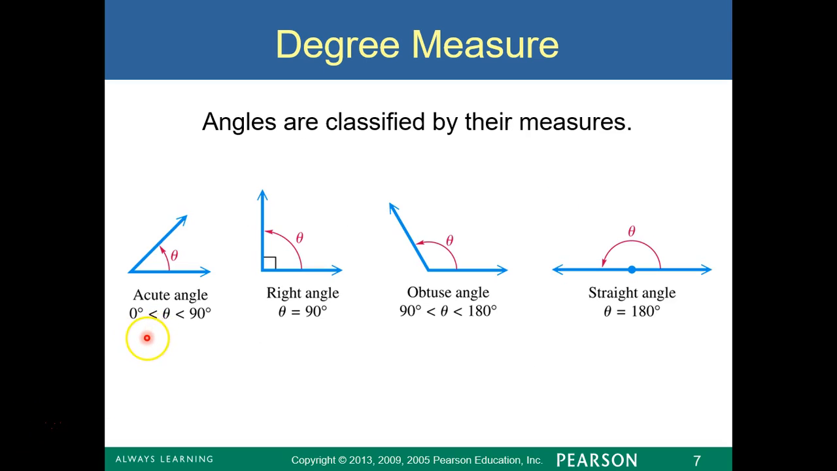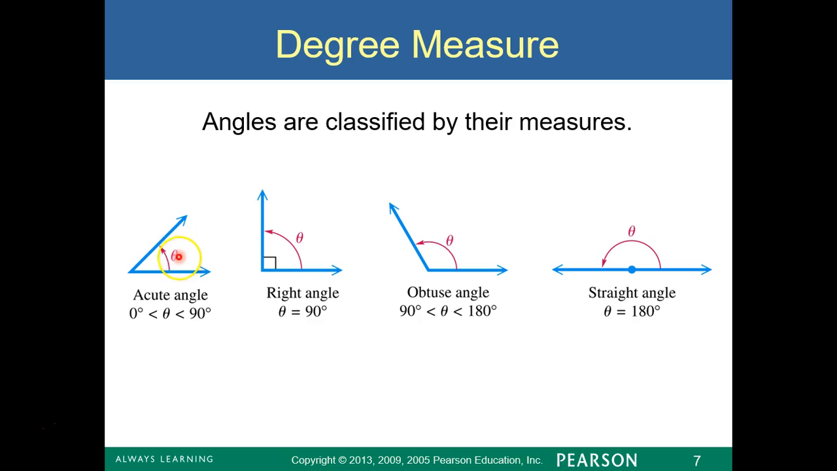Here are some angles and how they're classified by their measures. We get an acute angle from the angle measurement being between 0 and 90. And then a right angle is always equal to 90 degrees. An obtuse angle is between 90 and 180. And then a straight angle is equal to 180 degrees.